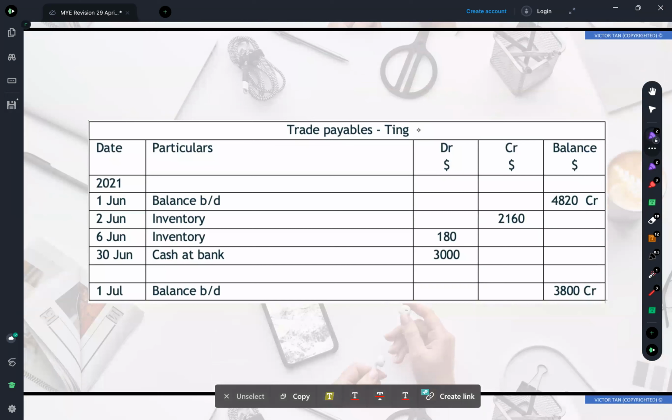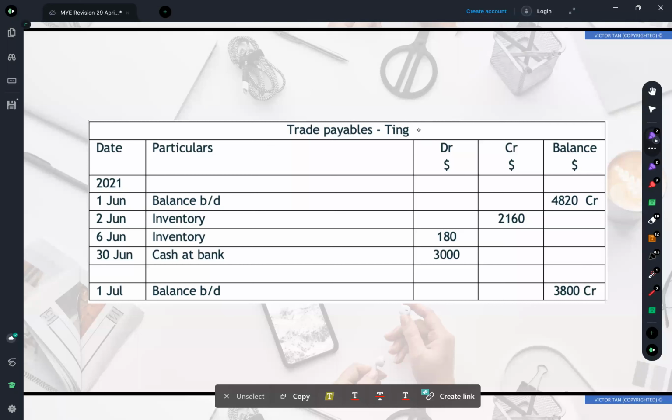So this is the answer for the same question. I repeat, this is from the 2021 N-level paper, POA. This is the new syllabus. So this is the ledger account. And then you say, oh yeah, N-level very easy. How about O-level? O-level will be more difficult. My answer to you is not really.